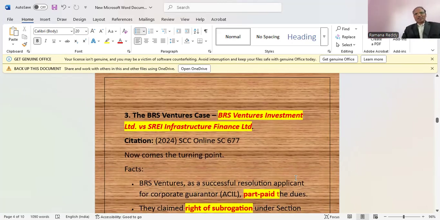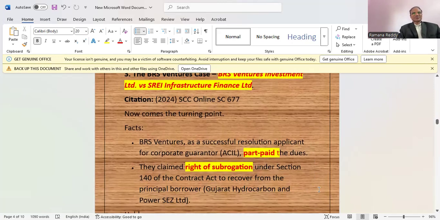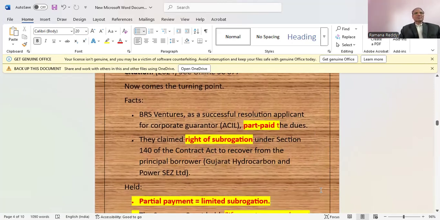We'll see another judgment, the BRS Ventures case: BRS Ventures Investment Limited versus Sway Infrastructure Finance Limited. Now comes the turning point. We'll see the facts. BRS Ventures, as a successful resolution applicant for the corporate guarantor, part paid the dues. They claimed the right of subrogation under Section 140 of the Contract Act to recover from the principal borrower, that is Gujarat Hydrocarbon and Power Cells Limited.